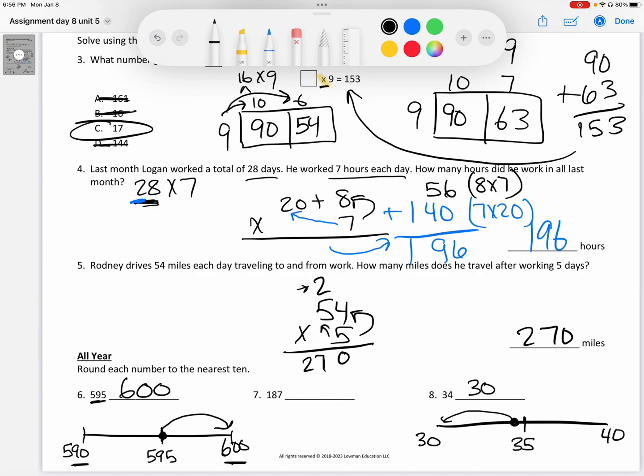Isaac has 17 fishing lures. Miss Jackson has 6 fishing lures. About how many fishing lures do they have altogether? And so then the kids would need to round.